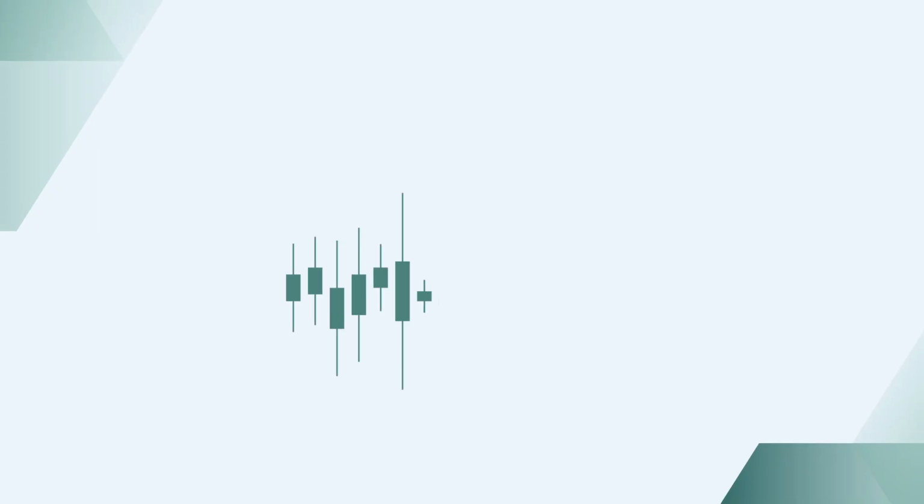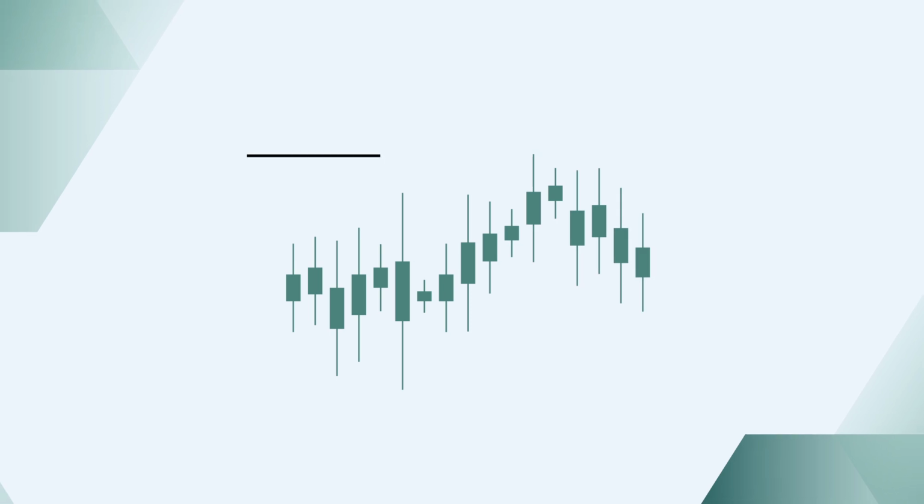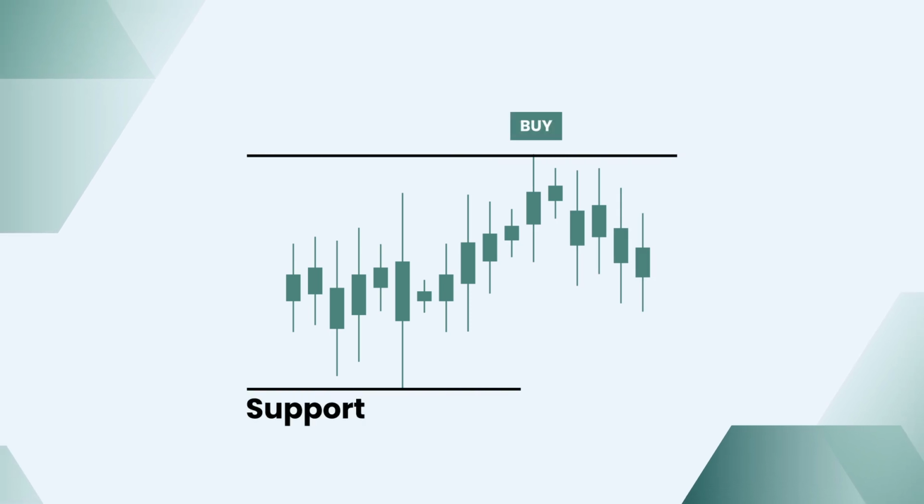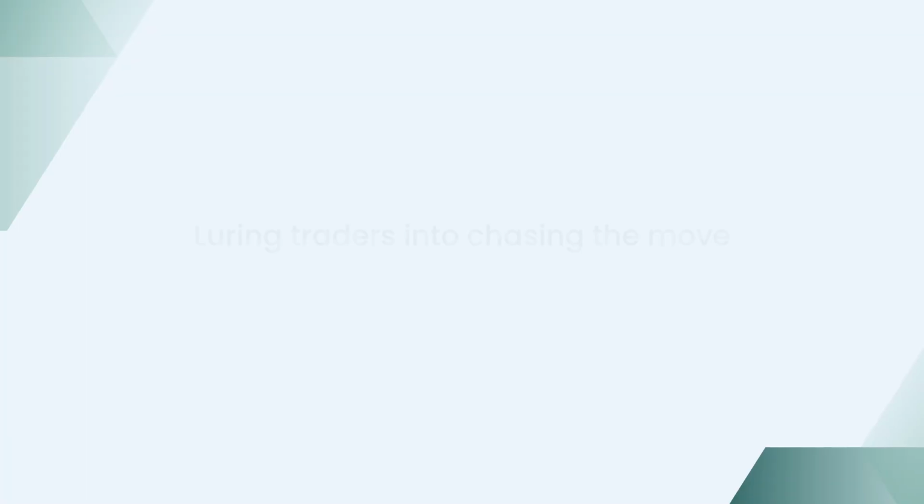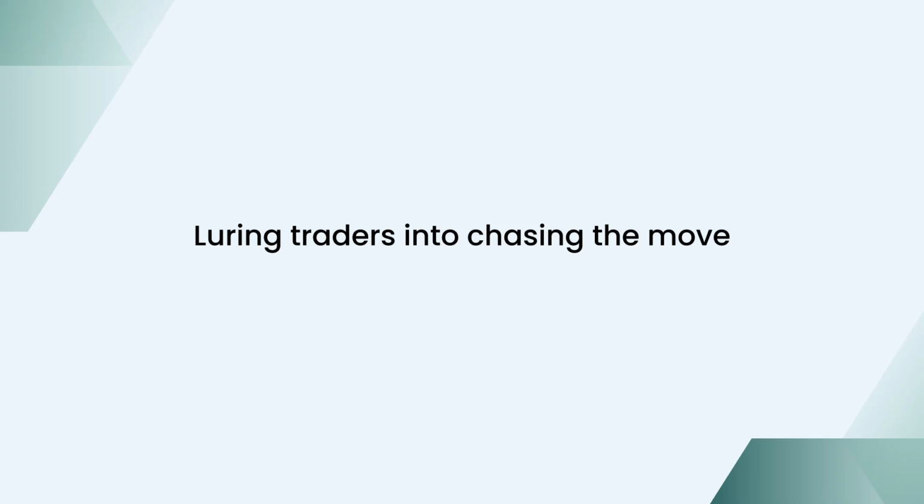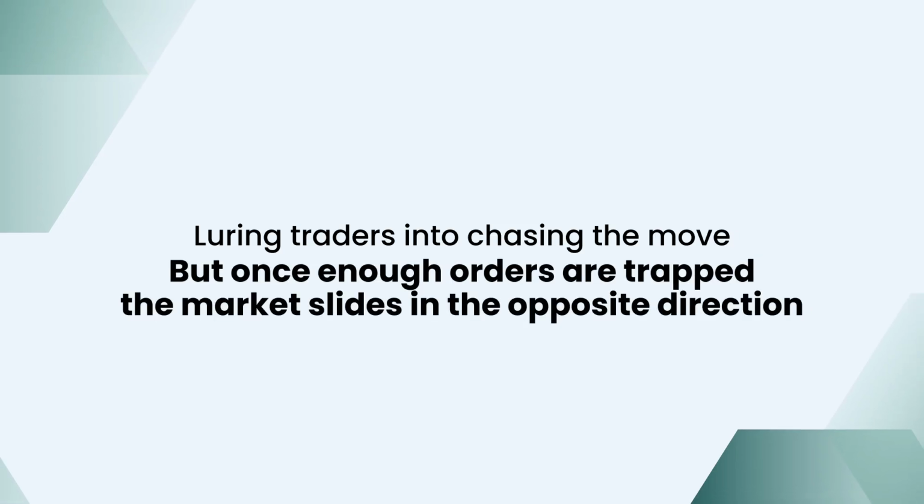In the market, induced liquidity often happens near obvious levels, like clear support or resistance. Price might fake a breakout or drop just below a floor, luring traders into chasing the move. But once enough orders are trapped, the market flips in the opposite direction.